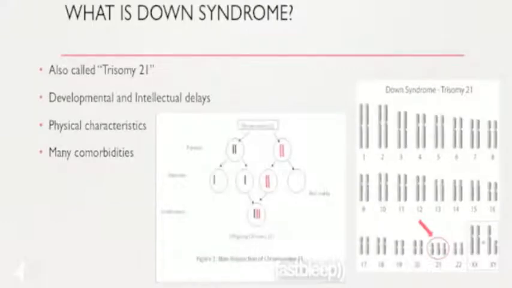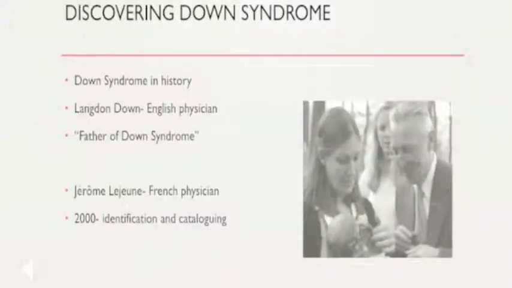Everyone has 46 chromosomes. We inherit 23 from our mother and 23 from our father. However, in Down syndrome, there is a third 21st chromosome. So this is what causes Down syndrome. This can lead to developmental and intellectual delays, physical characteristics that are present with Down syndrome, we'll talk about those, and then many comorbidities that come with Down syndrome.